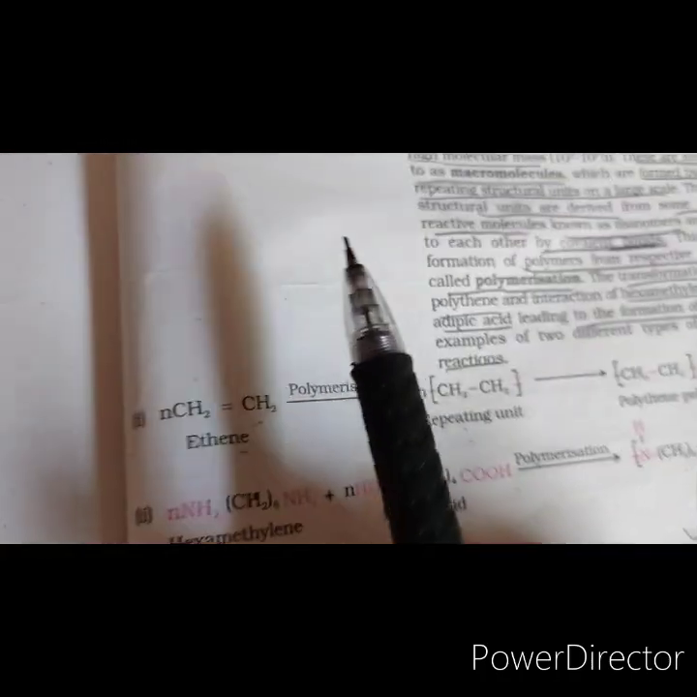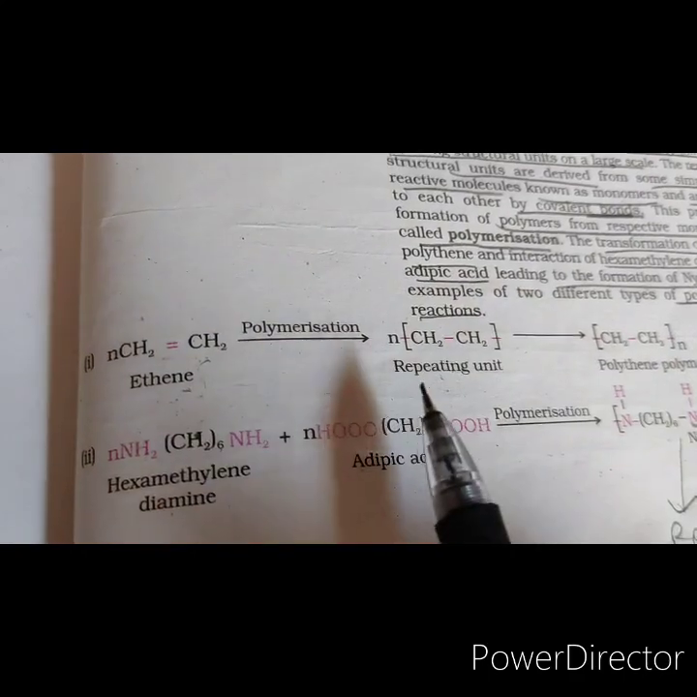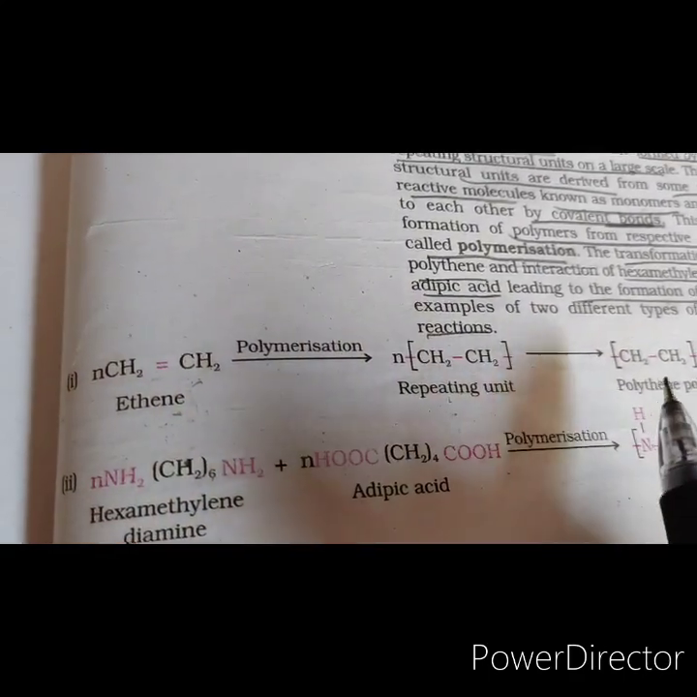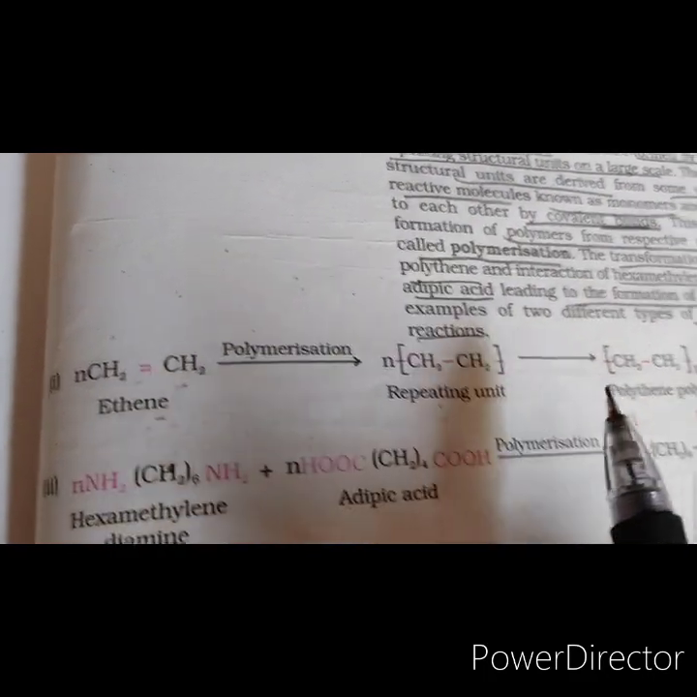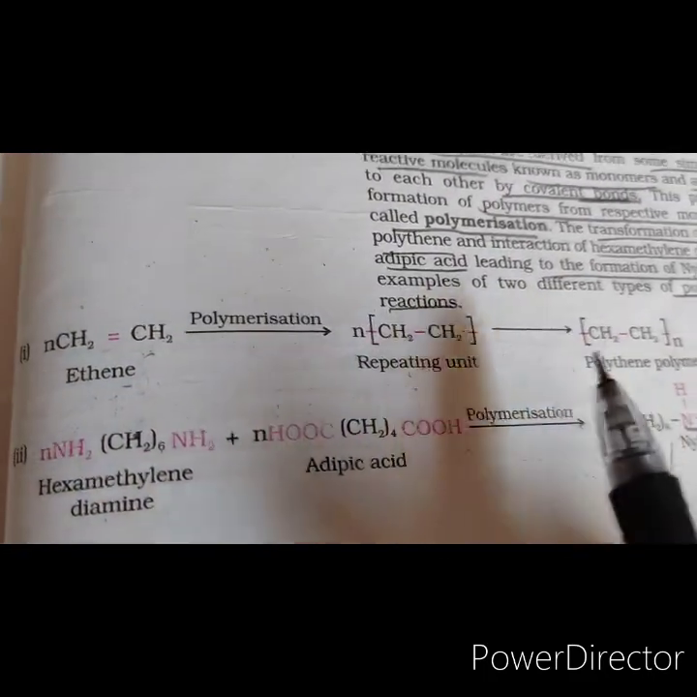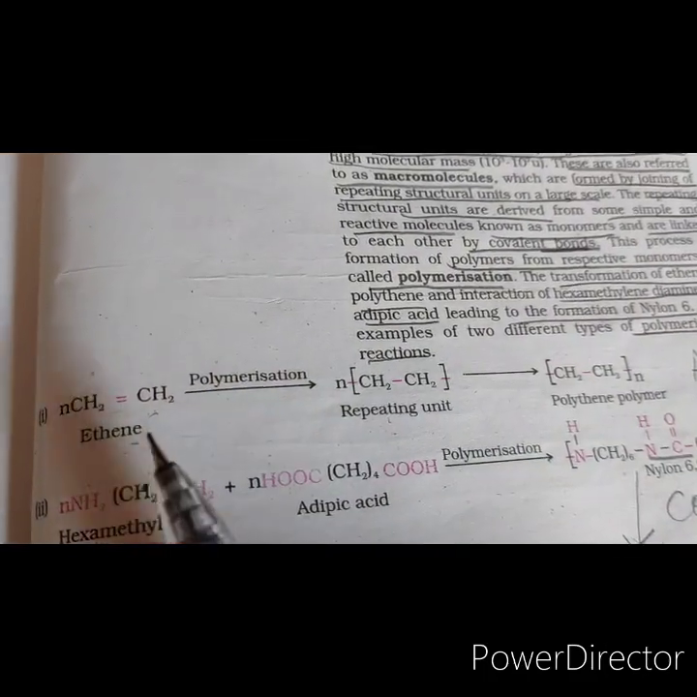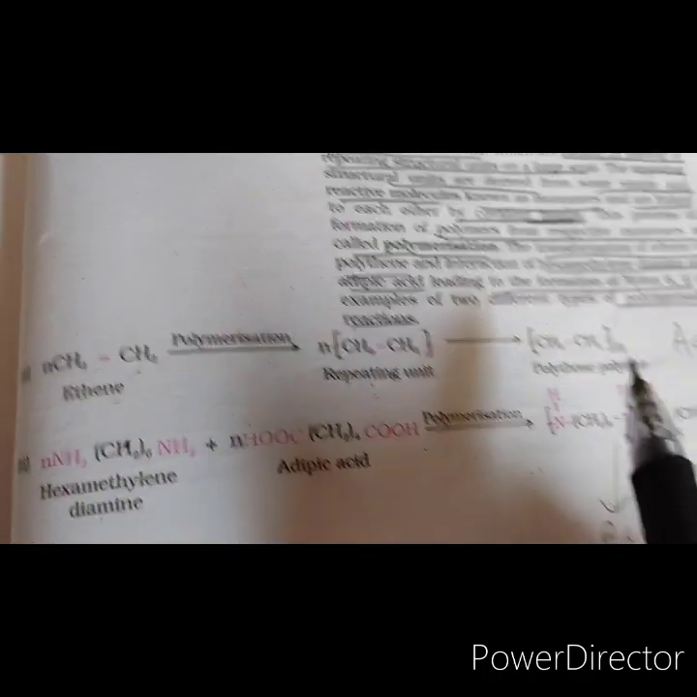Now we see the examples of the various polymers. This is the polythene polymer. This is made up from ethene, and ethene polymerizes to form the polythene polymer. This is the repeating unit, this unit keeps on repeating and you get the polymer. This is an example of addition polymerization. Here the same monomeric unit keeps on adding and we get the polymer.